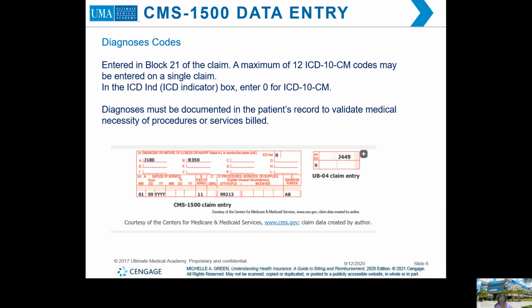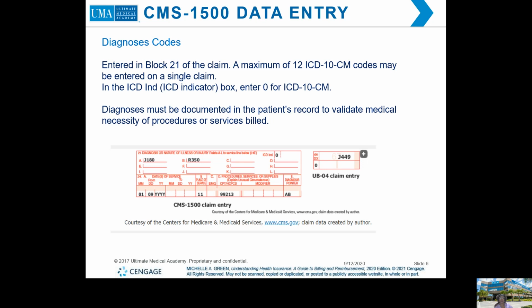And it's in 21, and you can see 21A and 21B, J180, and R350. Okay. Then there's something called an ICD indicator on the right hand upper corner, and that's a 0. You'll learn about that. Don't worry about it right now.